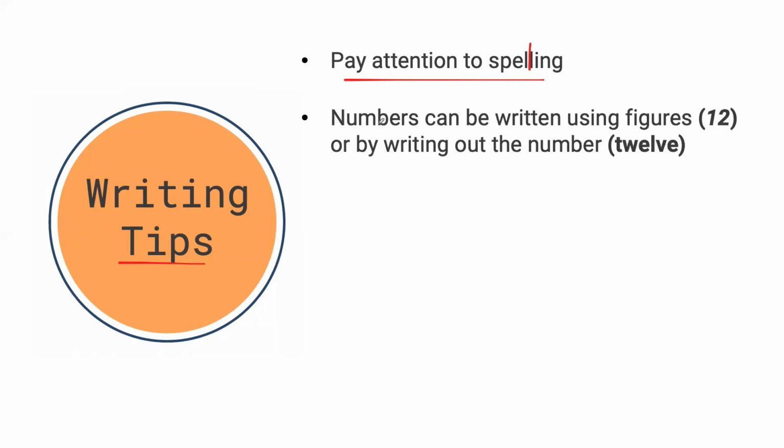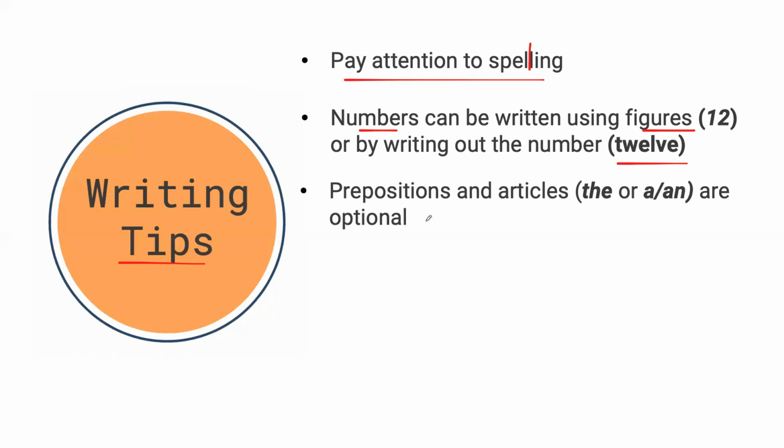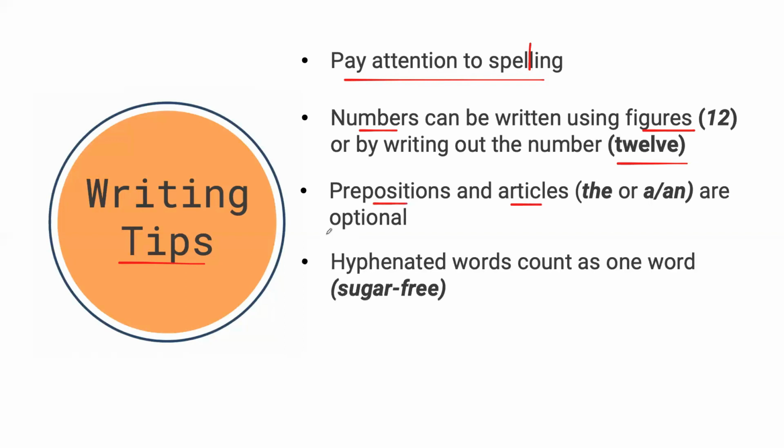Secondly, when you have numbers, make sure you know that they can be written using the figures, so you can write the actual number, or you can write out the number with the spelling. Again, I would suggest doing it how you see it in the passage, just for consistency's sake, but know that these are your options. Third, we'll see this a lot today, and we'll go through it in our example, but prepositions and articles are optional. So for example, the or a and an.